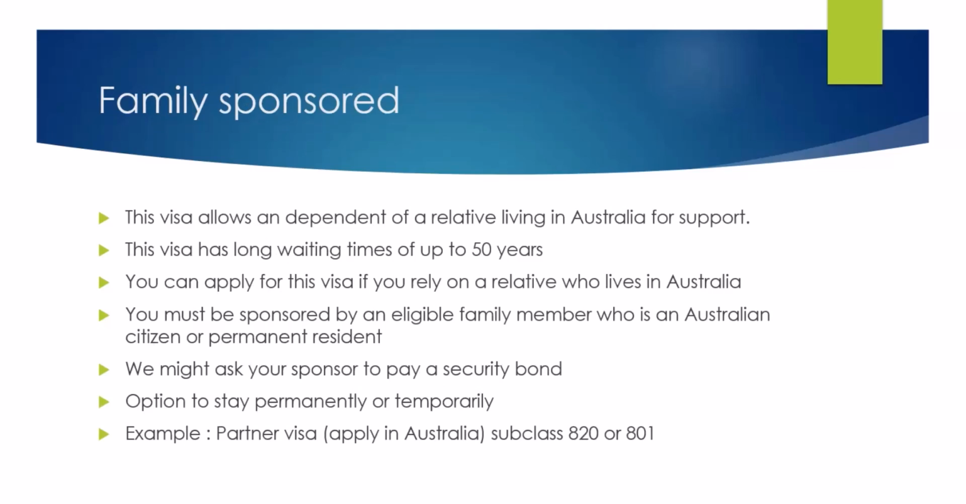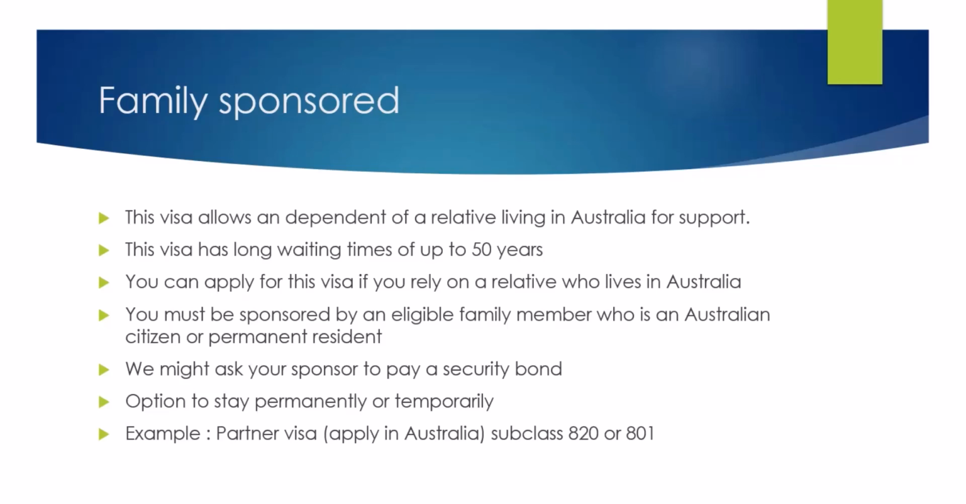The next one is family sponsored. This visa allows a dependent of a relative living in Australia for support. Anyone who's living outside Australia can apply for this stream if their relative is living here. It can be brother, sister, parents, spouse, grandparents as well. This visa has long waiting times of up to 50 years, so it can take quite a while for you to get this visa.